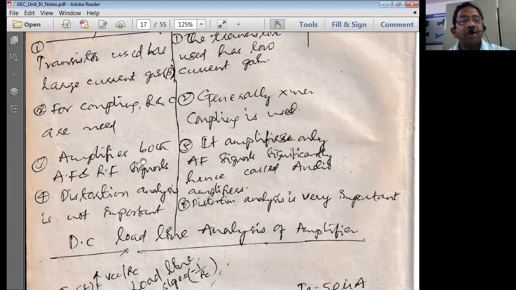Voltage amplifiers amplify both the audio frequency and radio frequency signals. There is a reason why the fifth unit, the tuned radio frequency amplifiers, comes under RF amplifiers. Therefore, the voltage amplifiers are going to amplify both the audio as well as radio frequency signals.